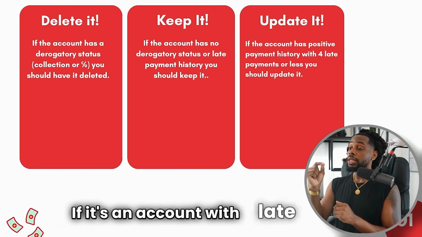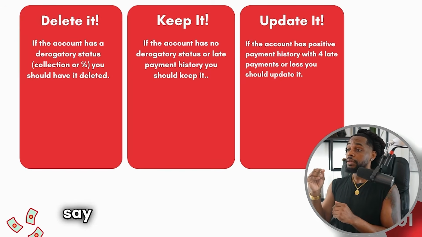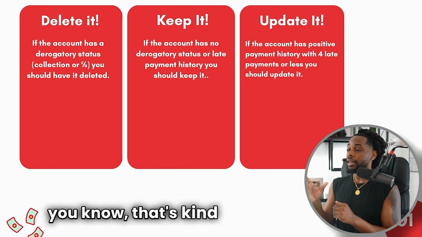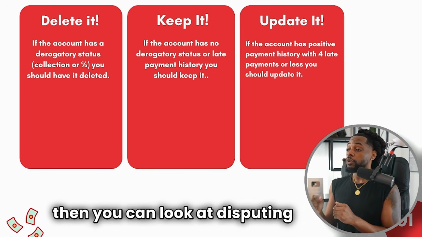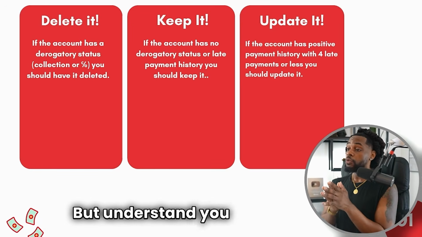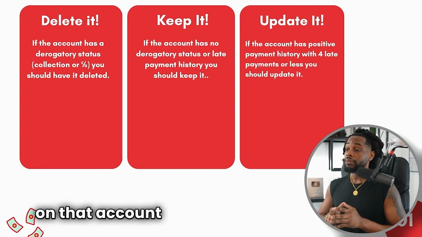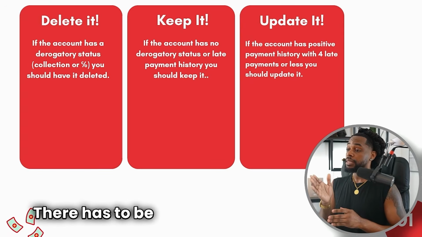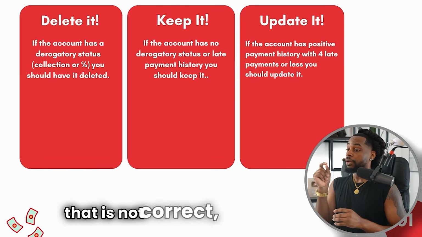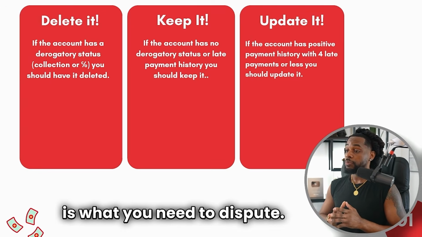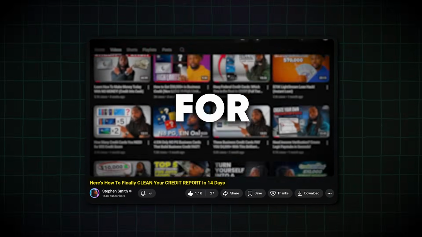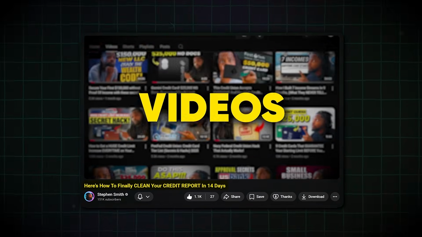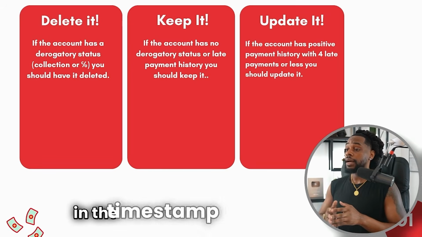If it's an account with late payments, but it has, let's say, 5 or more, and that's kind of tedious to get all of those changed, then you can look at disputing that account. But understand, you have to find information on that account that is inaccurate. There has to be something on there that is not correct, and that is what you need to dispute. If you're having a hard time figuring that out, again, you can go to my video where I talk about how to create inaccuracies or how to find inaccuracies. I'm going to put that down in the timestamp as well.